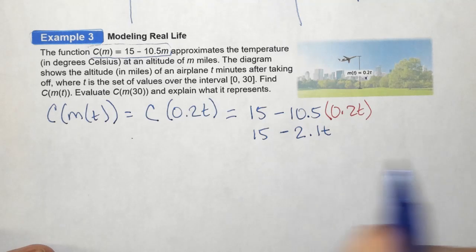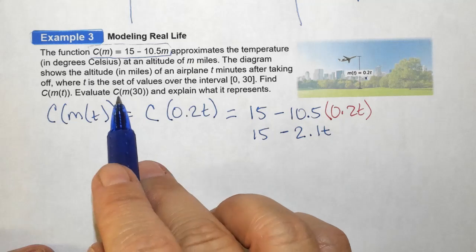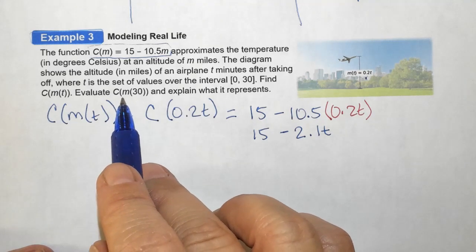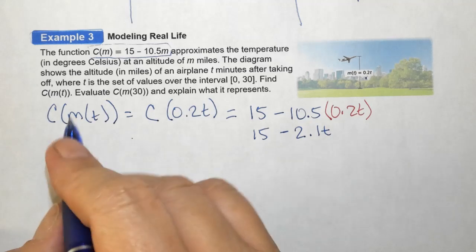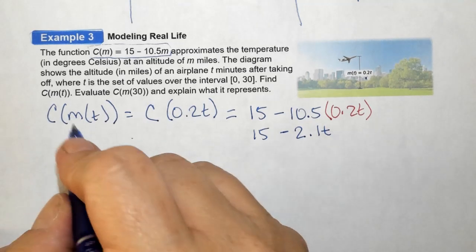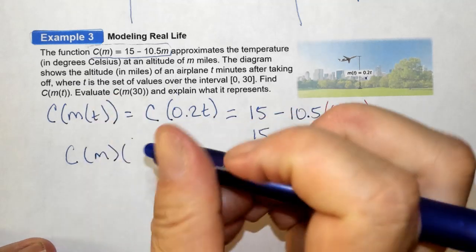Okay, so now it says evaluate c of m of 30. So we're going to take this just like we did the other one. We're going to plug in 30.